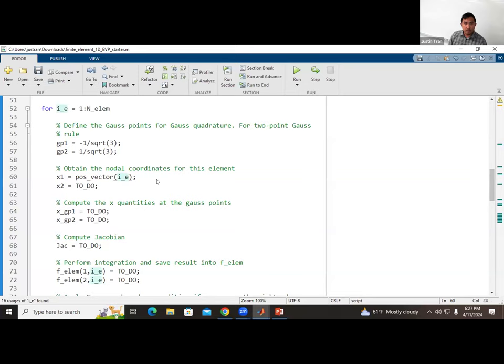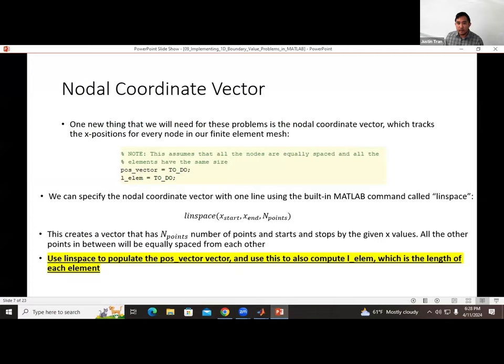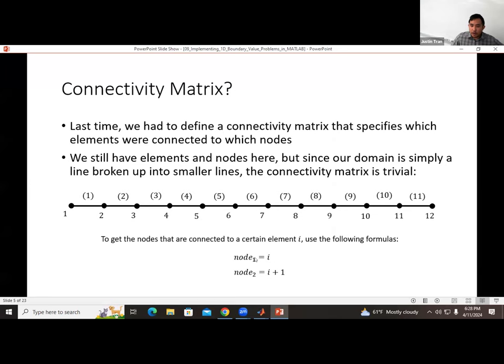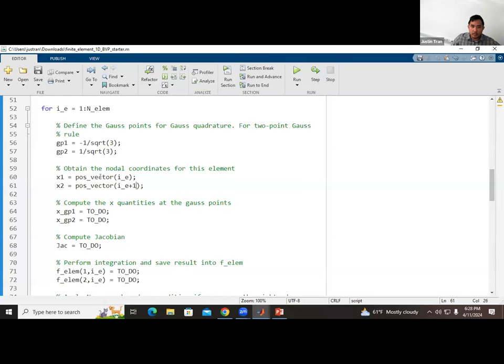We know that the position of the left node x1 is going to be the position vector at IE. The position vector of the second node is going to be the position vector at IE plus 1. We know that because of the connectivity information, right? For each element I, the left node has an index I, and the right node has an index I plus 1. So we're basically calling this position vector at those two locations, IE and IE plus 1.